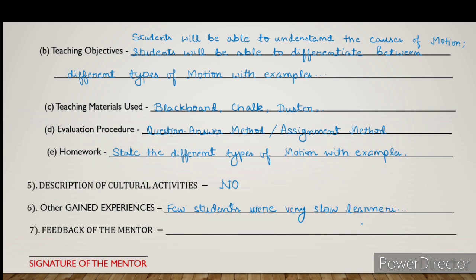Last comes the feedback of the mentor. During the whole teaching learning process, the mentor is going to evaluate or monitor you on the demerits or merits of yours while conducting the classroom. Suppose here it can be whether you were audible in the class or not, how your communication skills were, whether you were properly interacting with the students or not, anything. The feedback of the mentor is the feedback on your teaching process.